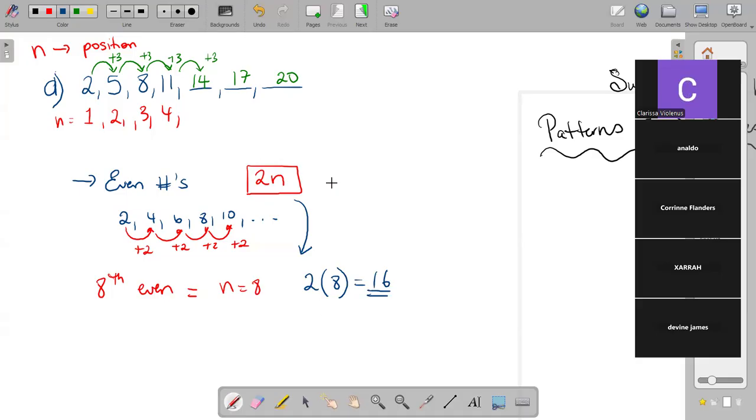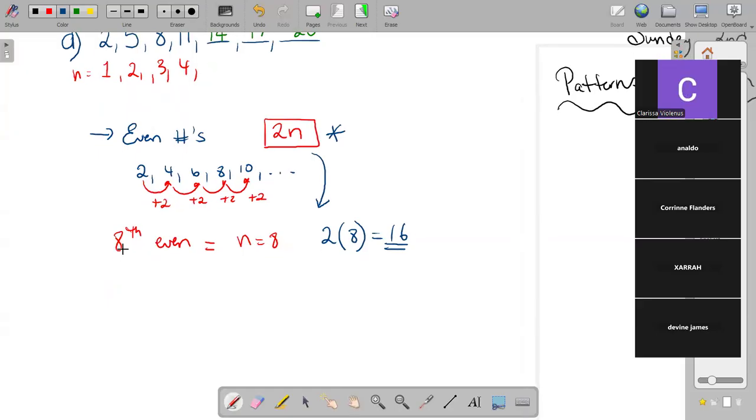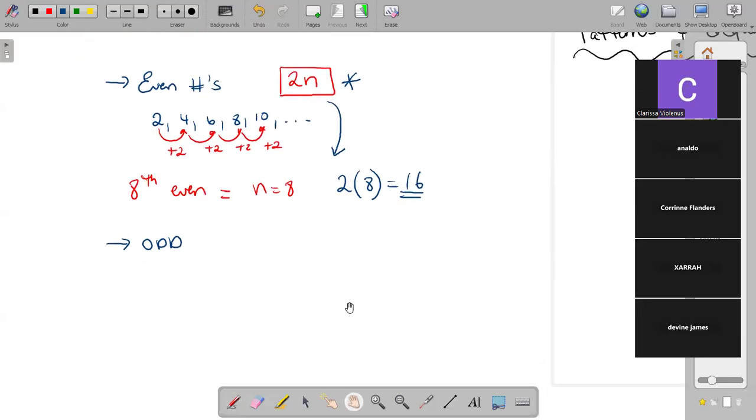Because what is the main focus here? The main focus is the formula. So these are the formulas that you need to know out of your head. Even numbers. What is the opposite of even numbers, guys? Odd numbers. I want you to pay attention to this because this is an example of how to find your formula. So let's write out the odd numbers. Odd numbers would be 1, 3, 5, 7, 9.